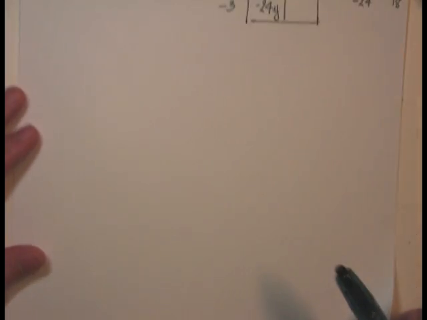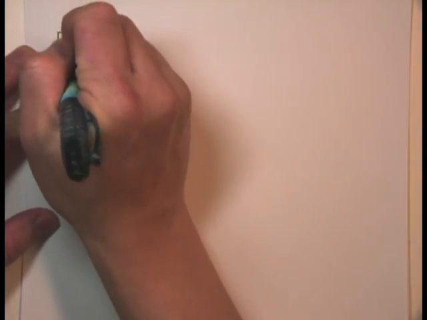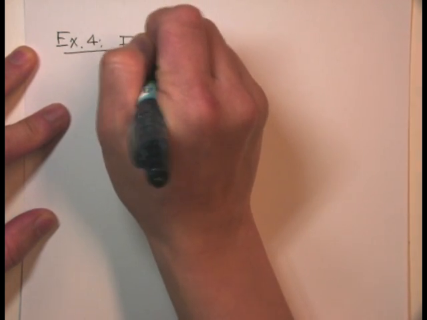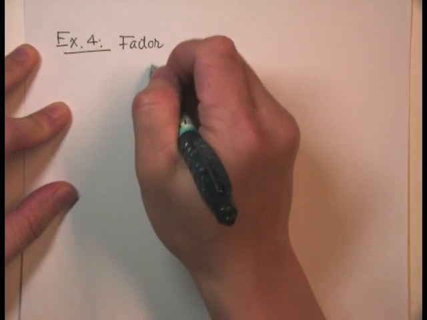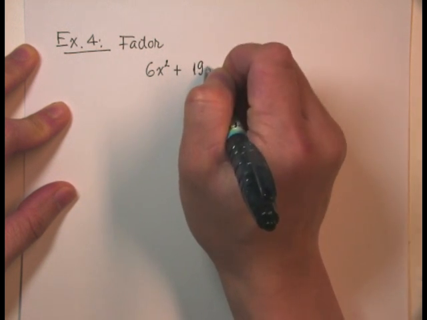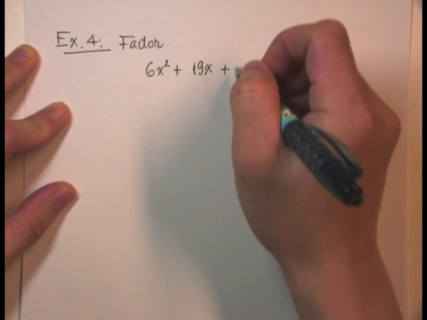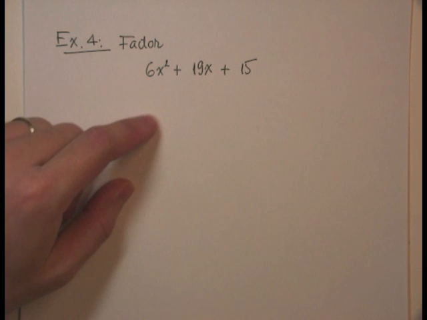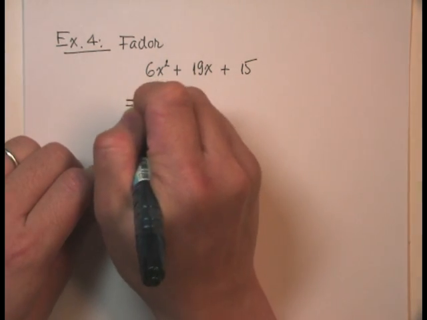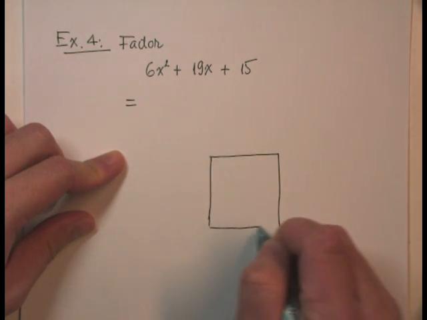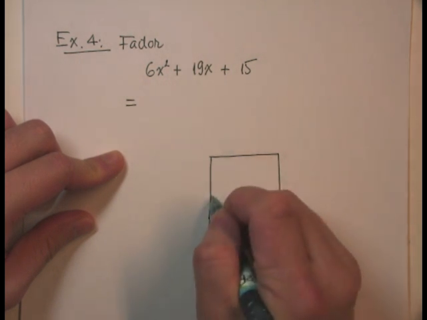The last example for the day, the last example in factoring these quadratic expressions. The last problem is 6x squared plus 19x plus 15. And once again, here we still have a quadratic expression. So to factor, I'm going to construct for myself a square with 4 entries.